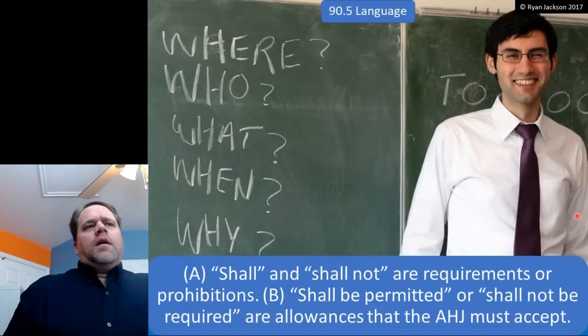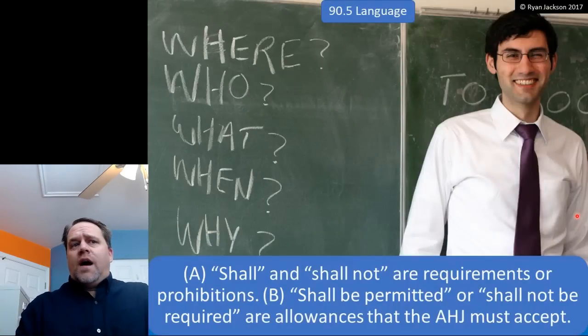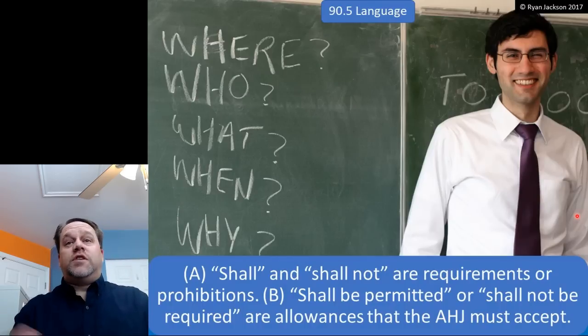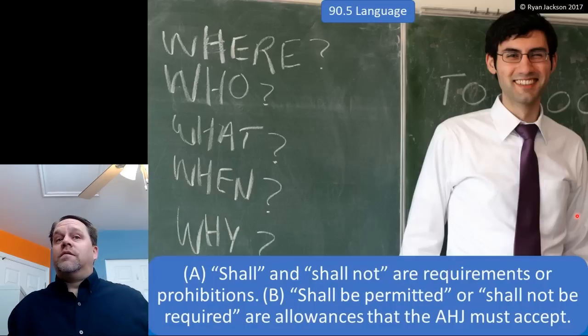90.5 I'm going to hit really quick. Language. The words shall and shall not are requirements or prohibitions. If it says you shall do this, well, then you have to do it. If it says you shall not do this, well, then you better not do it. It's simple enough.